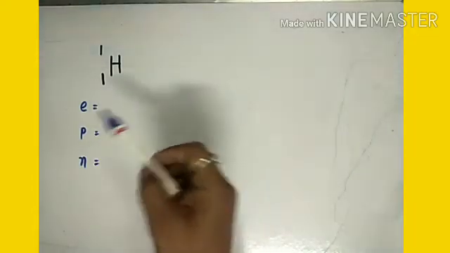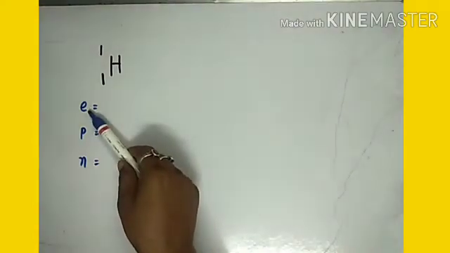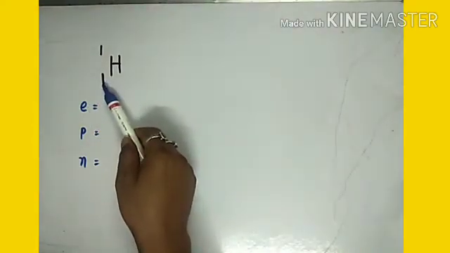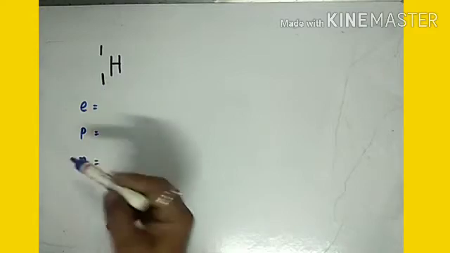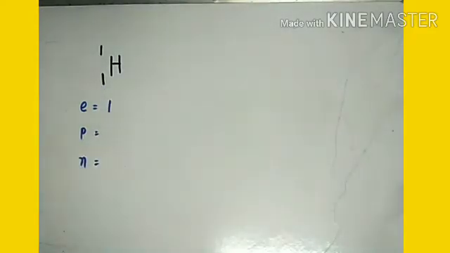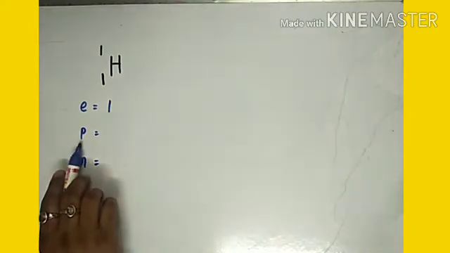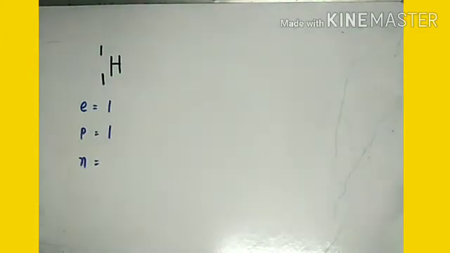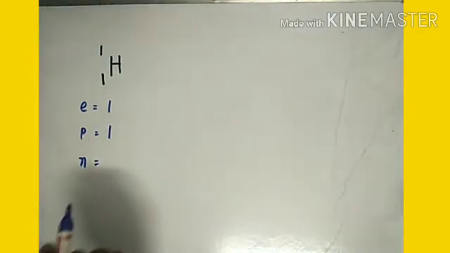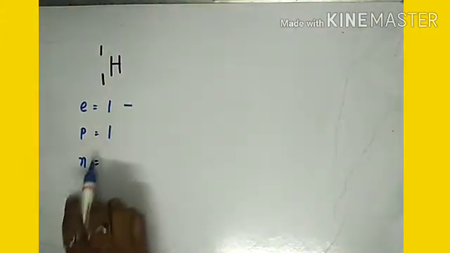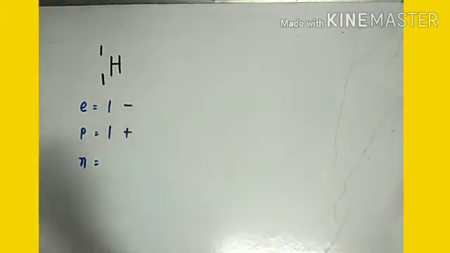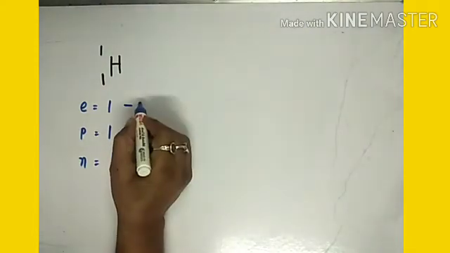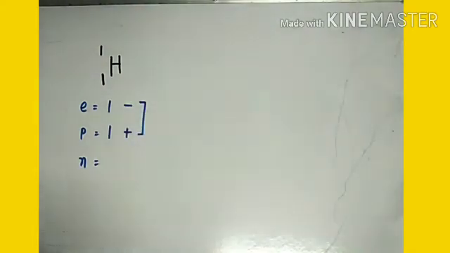So the number of electrons will be calculated from this side. Here we have 1. Number of protons will be concluded by this number as well. It's 1. And you know that the charge on an electron is minus, and the charge on a proton is plus. Overall the charge is cancelled, which means it's a neutral atom.